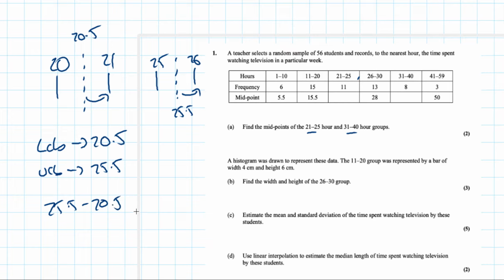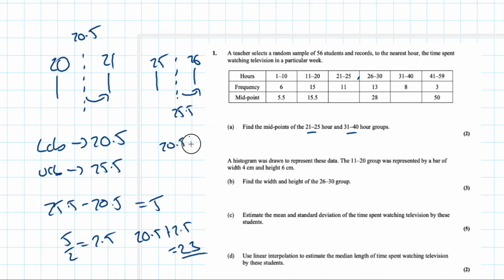minus, well, you can find it in multiple ways. So 25.5 minus 20.5, which equals 5. So that's the difference between it, and then 5 divided by 2 is 2.5, and then add 20.5 plus 2.5 equals 23. So the midpoint between these ones is just going to be 23. The other quicker way of doing it is just to do the midpoint as you would do if you're finding the midpoint between 2 points, add them up and divide it by 2. But the first one we've got is 23.